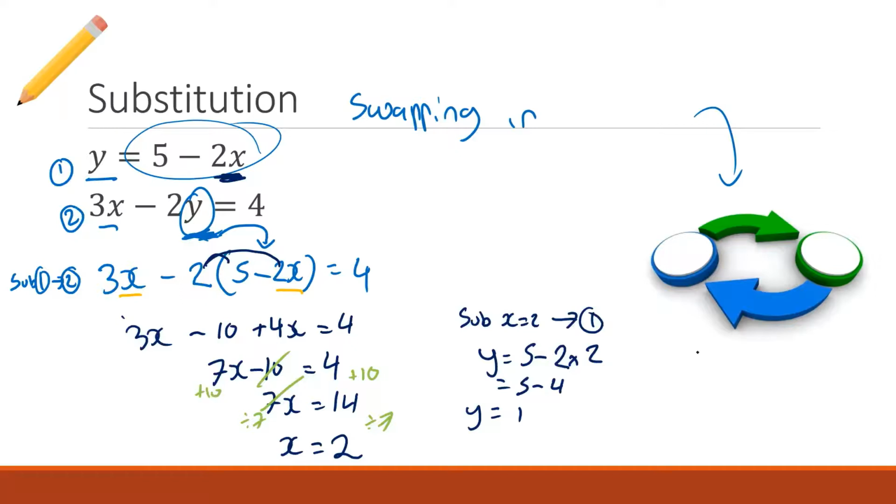Let's just take equation 2. Let's substitute x equals 2 and y equals 1 into equation 2, just to check that it works. So we're going to end up with 3 times 2 minus 2 times 1 equals 4. That's 6 minus 2 equals 4, which gives us 4 equals 4. Hey, what do you know? It works. Great. That's how substitution works in its most basic form.